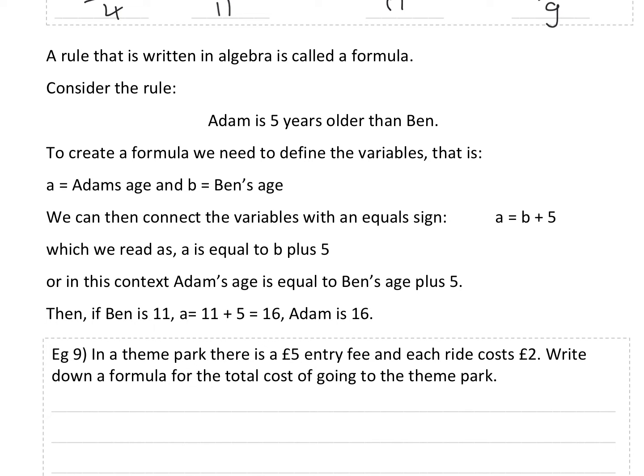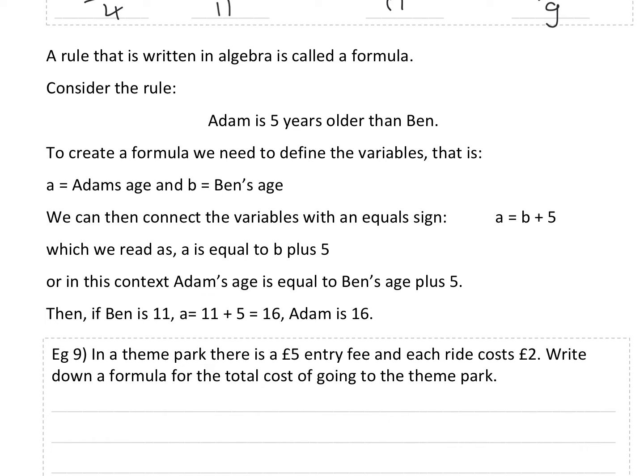So a rule that is written in algebra is called a formula. So we'll consider the rule Adam is 5 years older than Ben. To create a formula, we need to define the variables. So that is the things we don't know. So we'll call A Adam's age, and B Ben's age.